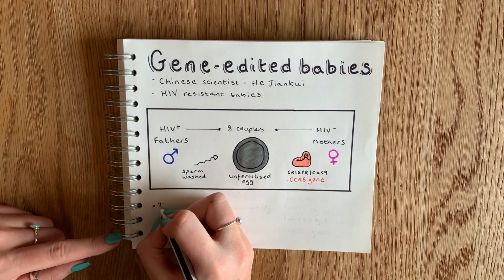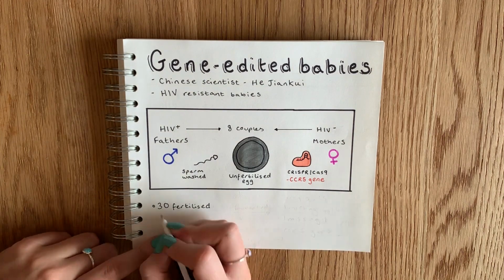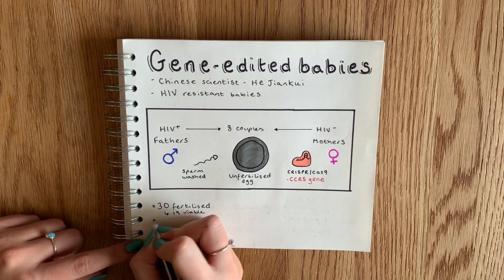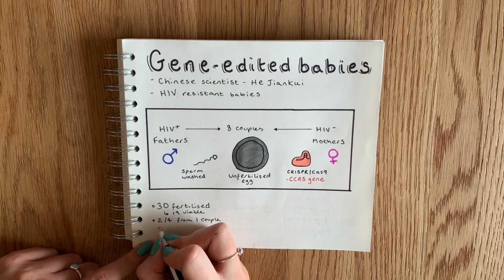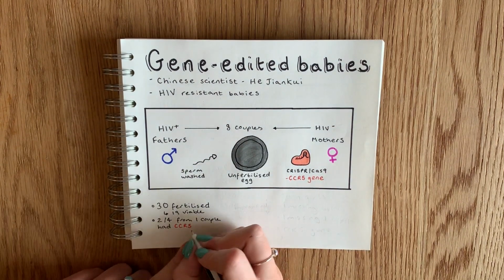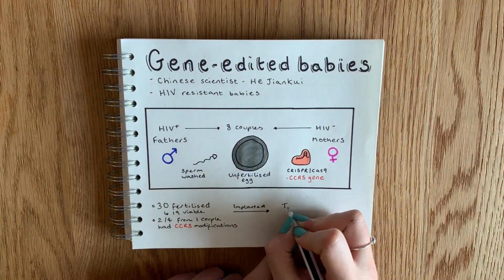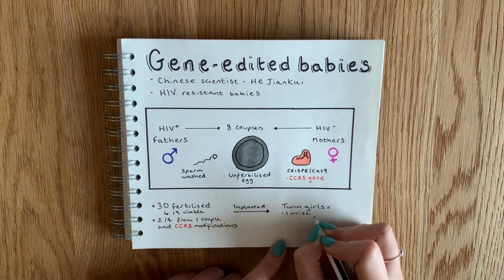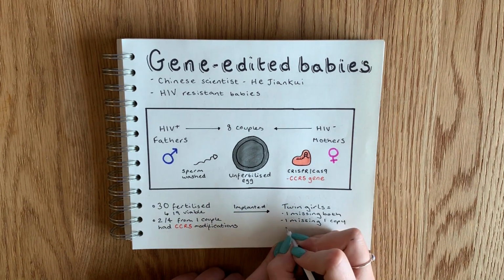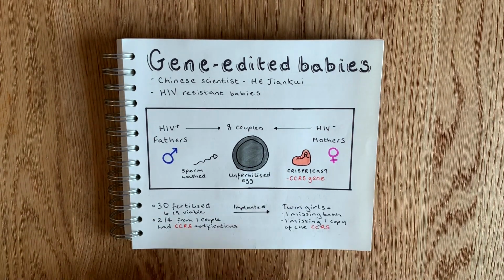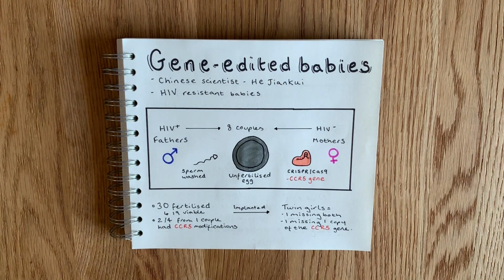So in total, they were able to produce 30 fertilized eggs. 19 of those were viable. And then 2 out of 4 embryos, which were from one particular couple, were found to contain modifications to this CCR5 gene. So these were then implanted back to the mother, which gave rise to the birth of these 2 gene-edited twin girls. Now, one of these babies is said to have both of the copies of the gene missing, whereas the other one is said to only have 1 copy missing, which actually means that they still have 1 functional copy of the gene and therefore can still produce this CCR5 chemokine receptor. So it kind of doesn't make sense that this one would have been implanted in the first place, but they did it anyway.